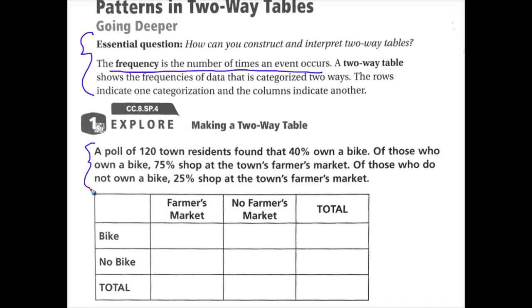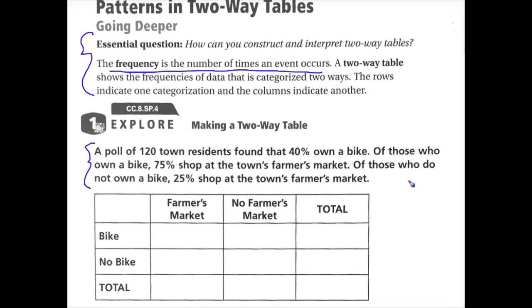So let's look at example 1. A poll of 120 town residents found that 40% own a bike. Of those who own a bike, 75% shop at the town's farmer's market. Of those who don't own a bike, 25% shop at the farmer's market.